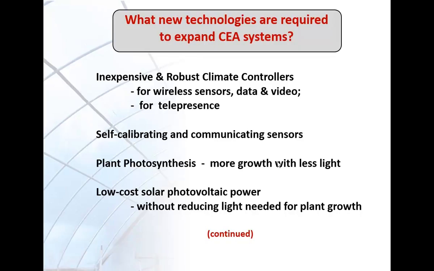Solar photovoltaic power. Put that into the system of a greenhouse without reducing the light that's needed for plant growth. Many of these systems are installed on rooftop of the greenhouse and shade the plants below.